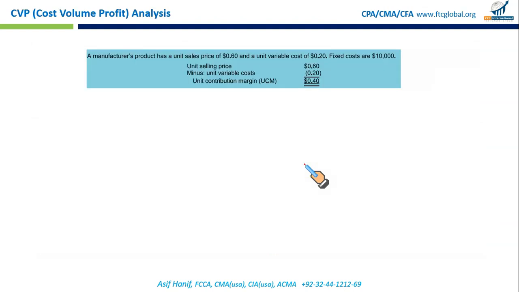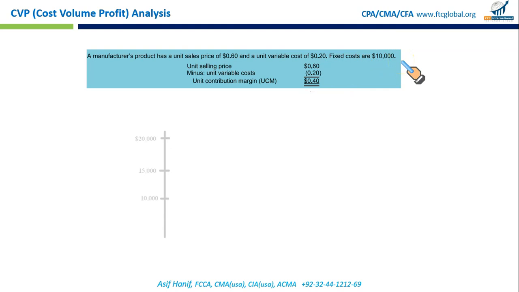Alright, let's consider this example. A manufactured product has a unit sales price of 0.60 and unit variable cost is 0.20, fixed cost is $10,000. So if you take your unit selling price, 0.60, and your unit variable cost, 0.20, the difference, 0.40, is called the unit contribution margin. This is what each unit contributes to cover the fixed cost.